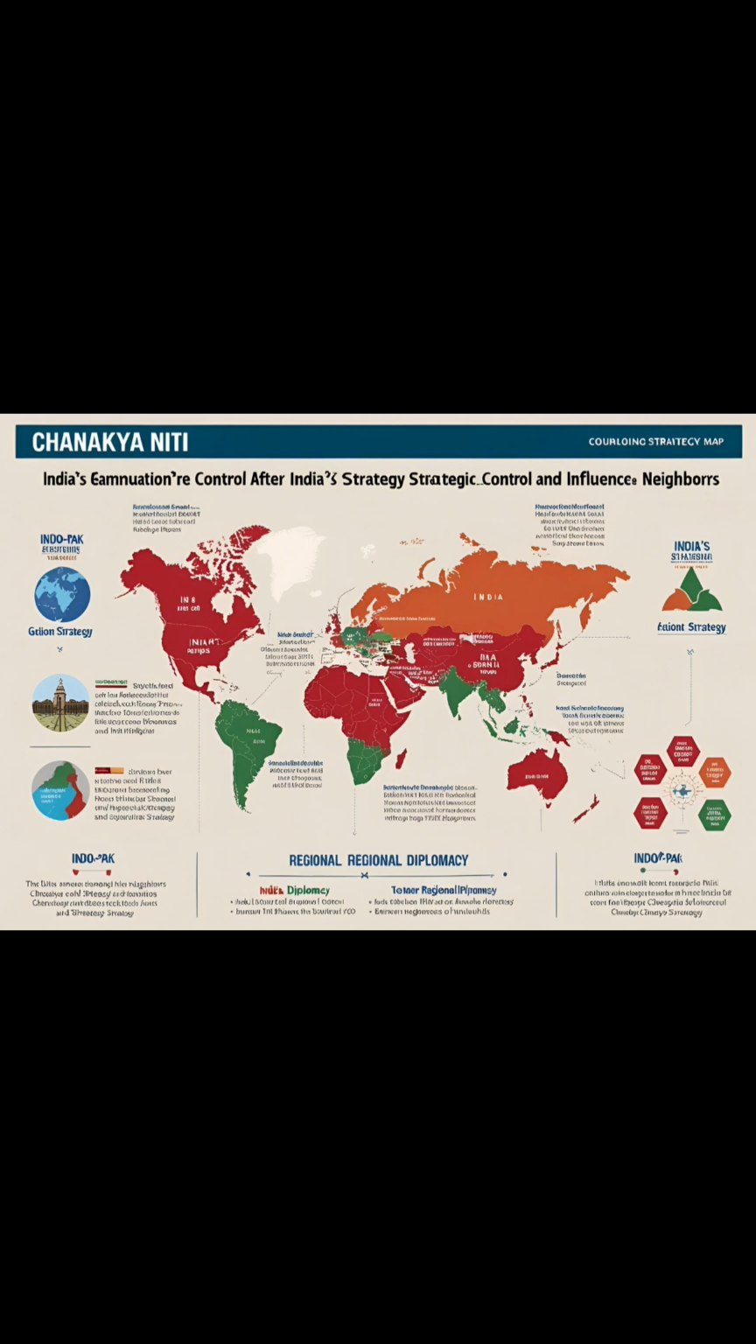Supplementary Arthashastra techniques. A. Mandala theory, circle of states: view neighbors as potential enemies, and neighbors of neighbors as friends. Strengthen alliances with nations like Vietnam, Japan, or Mongolia to counterbalance China. Use proxy states or buffer zones for indirect influence.